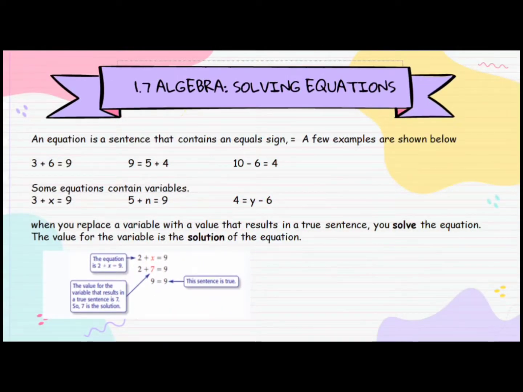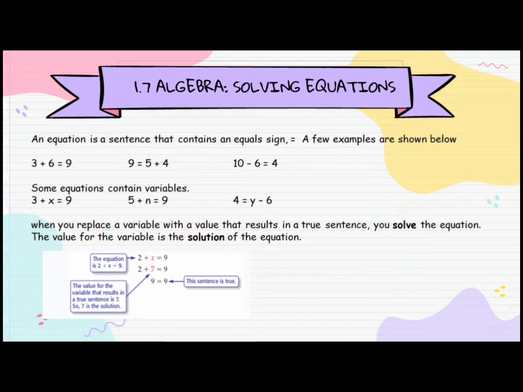The next material, algebra: solving equations. An equation is a sentence that contains an equals sign. A few examples are shown below. 3 plus 6 equals 9. Some equations contain a variable, like 3 plus 8 equals 9.